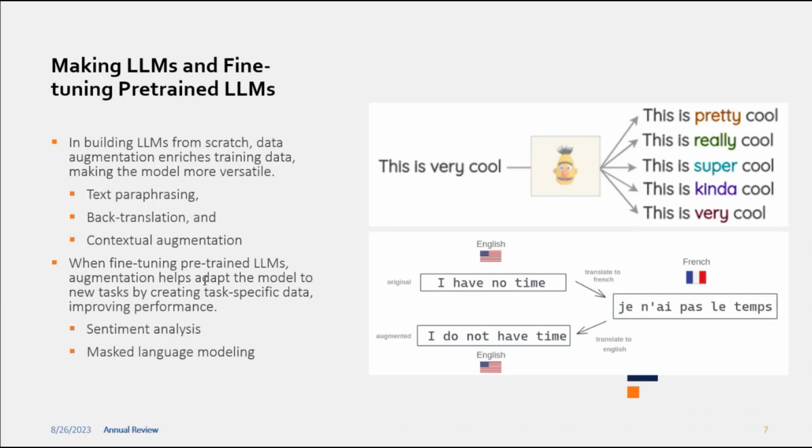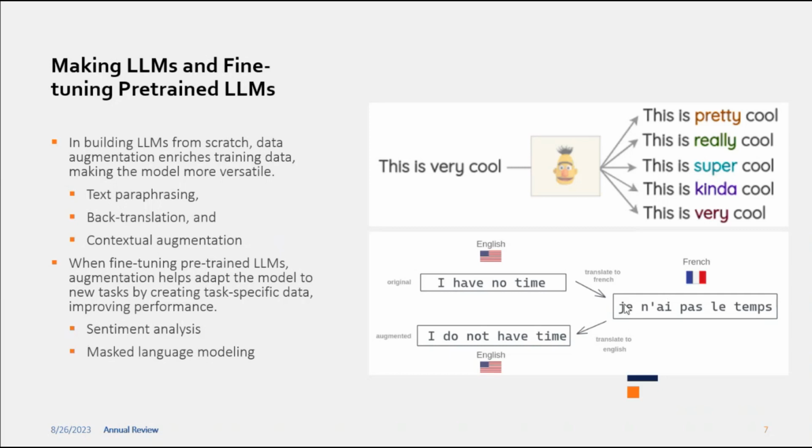Second, during the fine-tuning process. Here, data augmentation is a critical technique. Imagine you have a pre-trained LLM, and you want it to excel in a task like sentiment analysis. This is where data augmentation steps in. To fine-tune the LLM, we need to expose it to task-specific data. In sentiment analysis, for instance, we employ a technique called masked language modeling. This technique masks certain words in the text and requires the model to predict them. So it's like teaching the model to feel the sentiment hidden in the text.